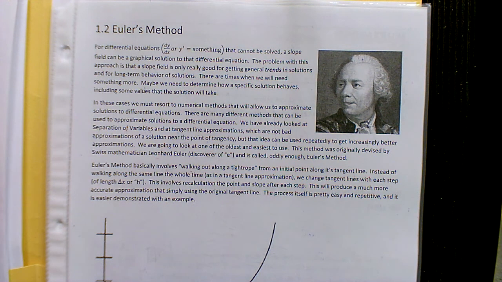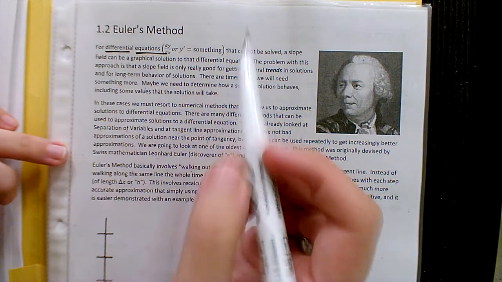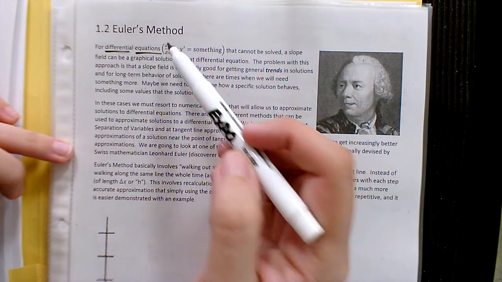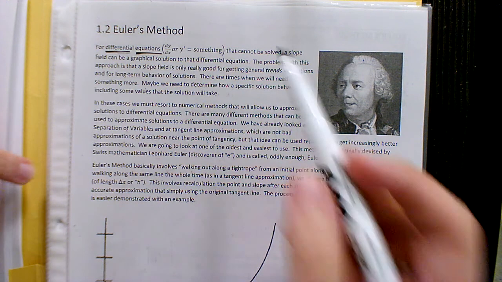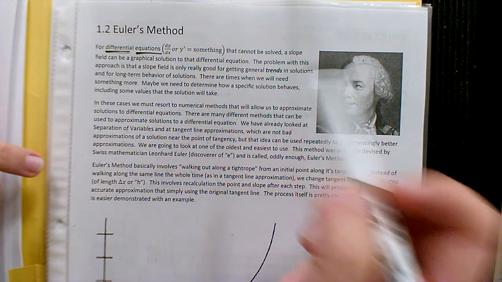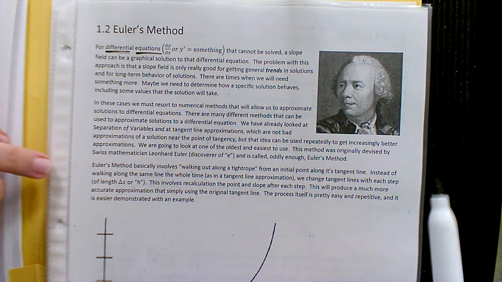But just as a refresher, because we did a lot with derivatives last year, a differential equation normally looks like dy over dx, or y prime, equals something. Okay, we know that. That cannot be solved. We're specifically looking at those cases. Sometimes they can. We did a lot of those last year. But Euler's method is a process for us to figure out solutions to more difficult differential equations.